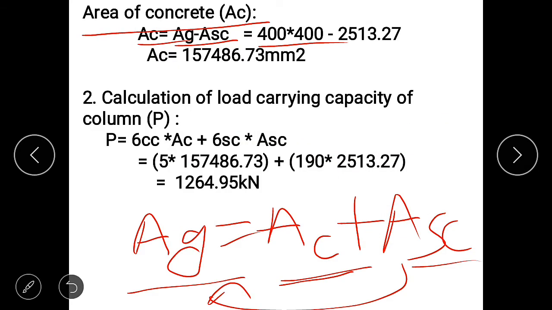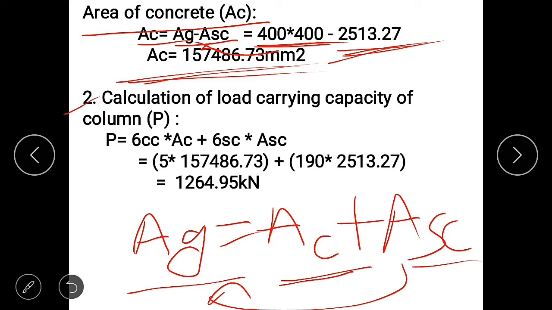So here the gross sectional area is given as 400 mm by 400 mm, and we already calculated ASC: 8 number of bars into pi by 4 into d square, where diameter is given. So the answer is 2513.27, and the total AC, the area of concrete, is 157486.73 mm square.